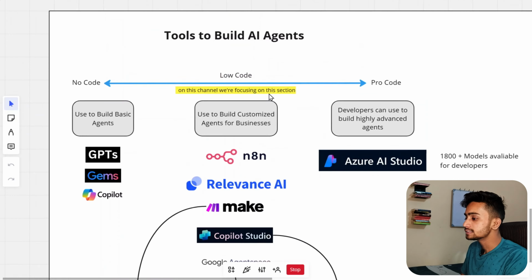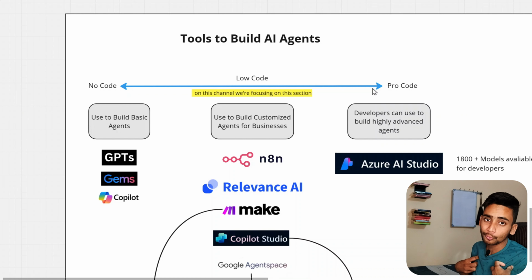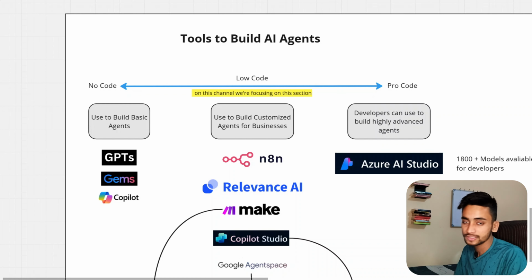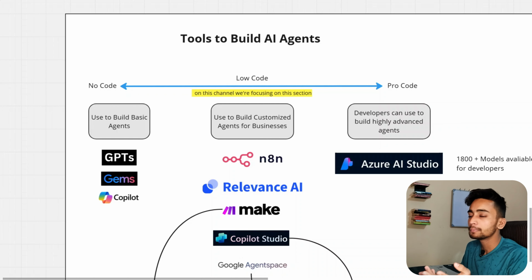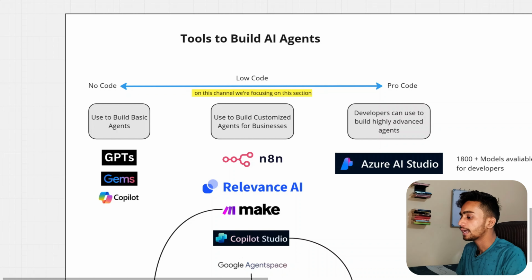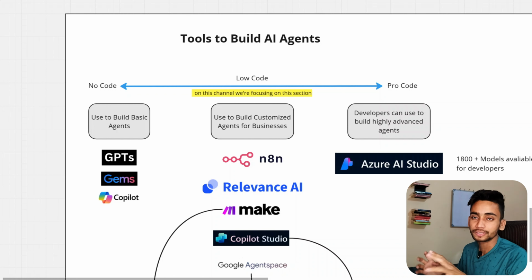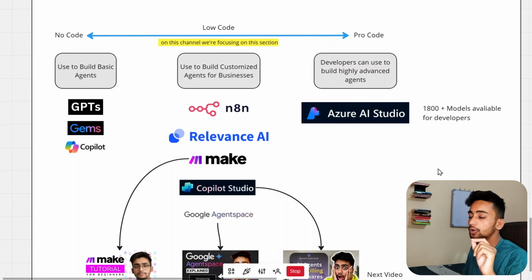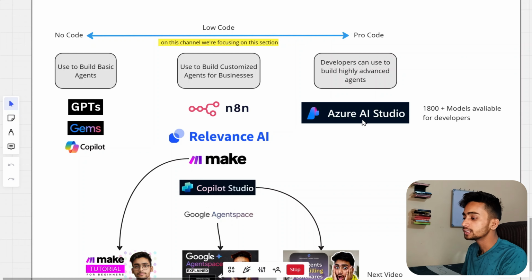And then the last is pro code. People who are developers, they know how to code. I don't know how to code, so that's why I'm not focusing on this particular section. But there are many people who are developers who know how to code, and they can just code and build advanced agents. Developers who are pro in writing code can build highly advanced agents by coding, so they don't need any builder or something. But Microsoft has launched one pro code AI agent builder also, which is Azure AI Studio.